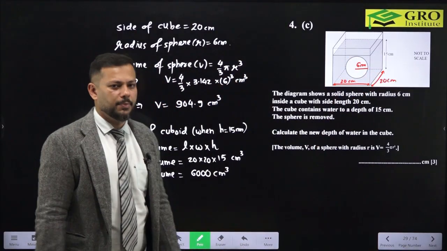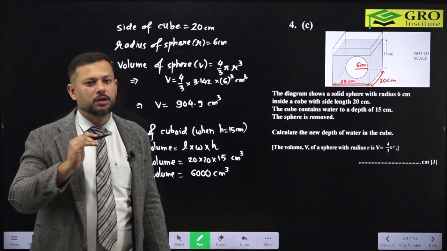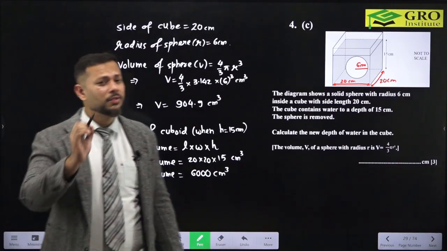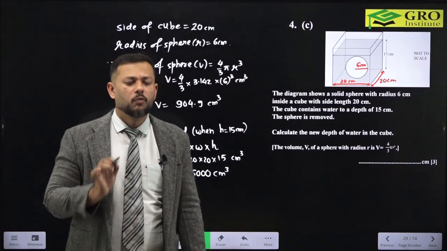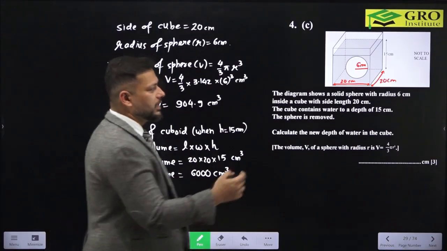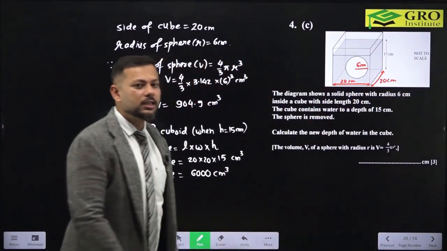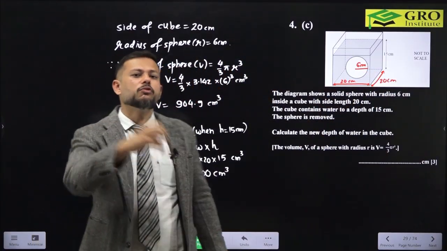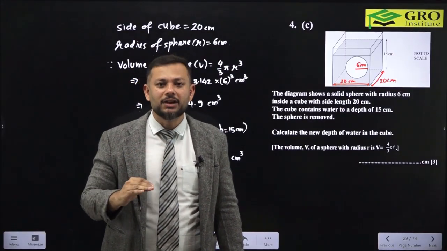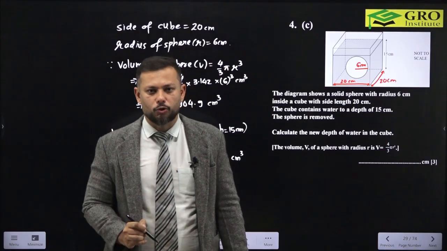Now, guys, what would happen? We have the volume of the cuboid, that is, the height of the water being 15 centimeter there, and we have the volume of sphere. What will be the actual volume of water? It will be the difference of the volume of cuboid and the volume of sphere, because when I remove the sphere, I'll get the water at its original height, and that will give us the volume of the water kept inside the cube, right?